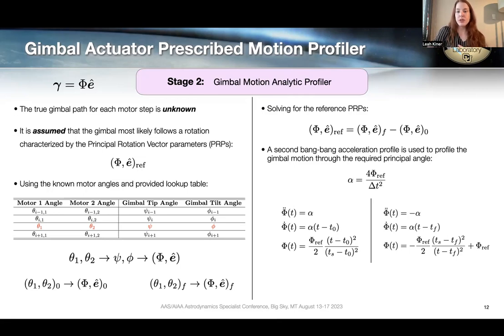needs. So we can see again that on the left side, during the first half of our motor step, we apply those equations, and then for the second half of the step, we apply the equations on the right. And then the result of stage 2 is a history in time of the gimbal's principal rotation vector parameters. And we also have the scalar principal angle rate and acceleration as well.